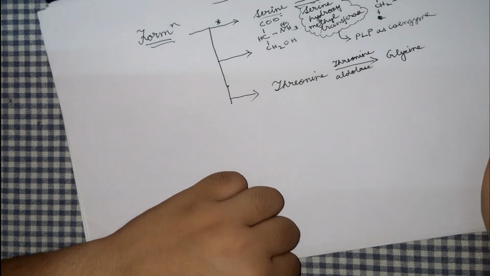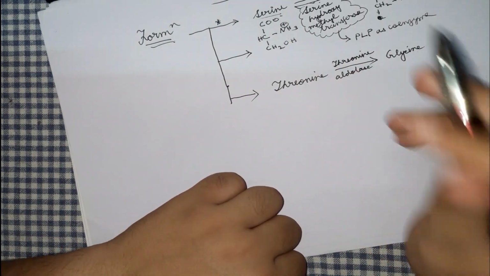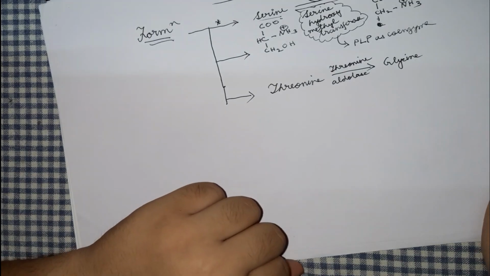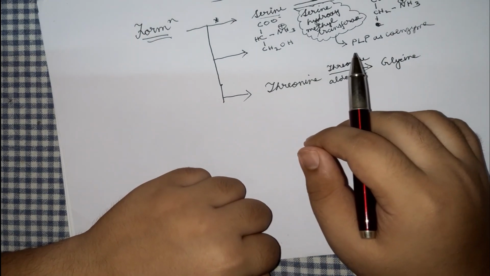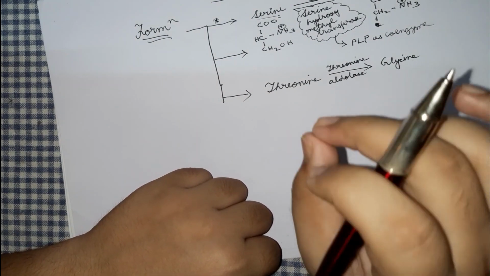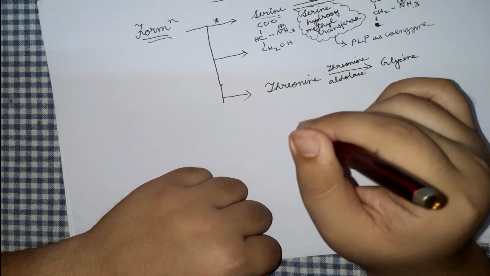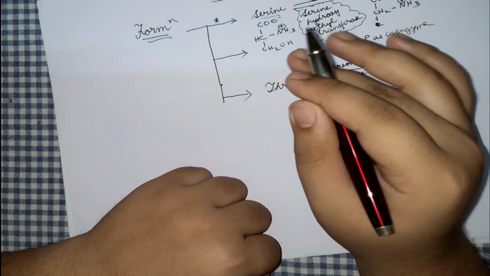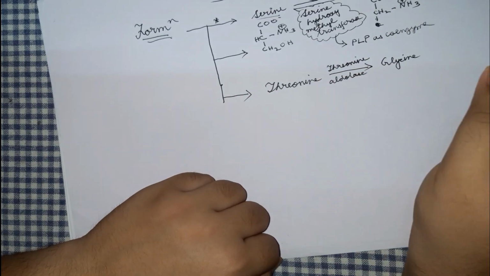What is happening in this case? What is the structure of threonine? That we have to first understand. Now, why am I stressing upon the structures? Because they are not something which I am telling you to mug up.